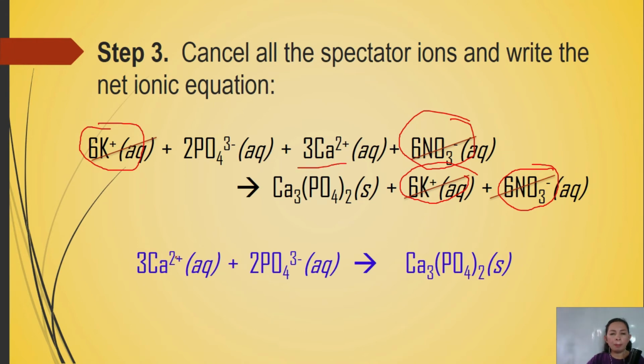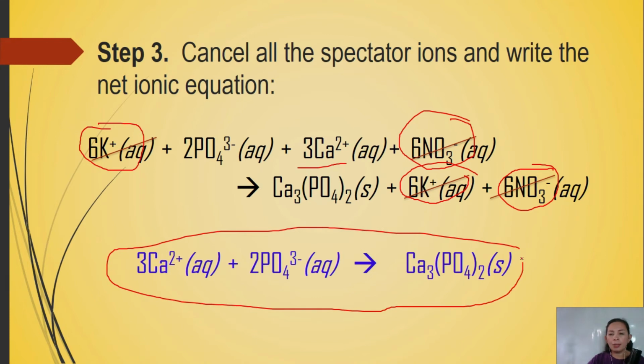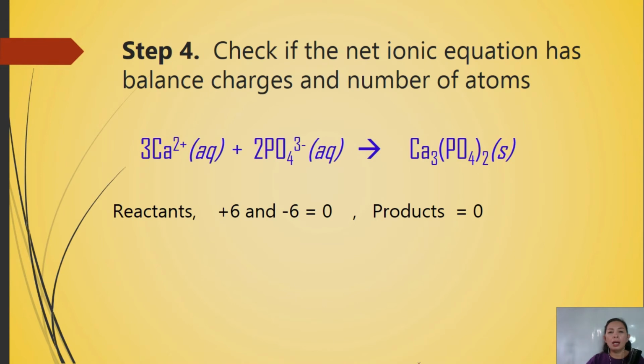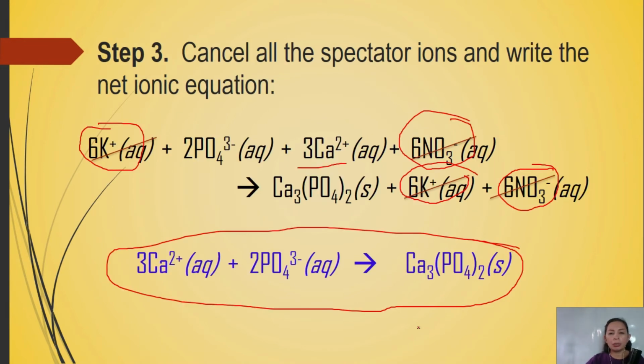calcium plus 2. We have 3. So we start with the positive, my dear students. And then 2 phosphate ions forming this one, calcium phosphate, which is solid. So therefore, this is our net ionic equation. By the way, what are our spectator ions? Our spectator ions, we have potassium ion and nitrate ion.